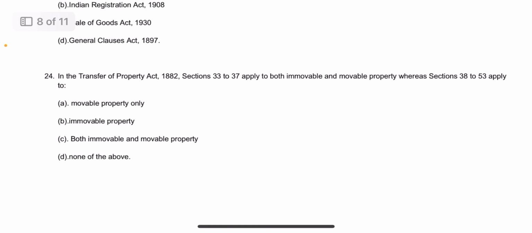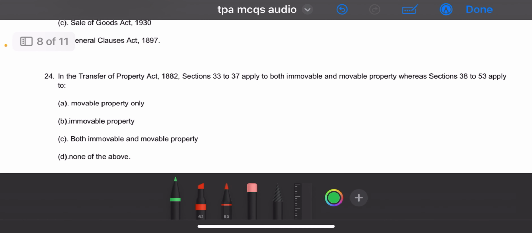Next question is 24, which says in the Transfer of Property Act 1882, sections 33 to 37 apply to both immovable and movable property, whereas sections 38 to 53 apply to, options are A, movable property only, B, immovable property, C, both immovable and movable property, D, none of the above. So the correct answer is B, which is immovable property.